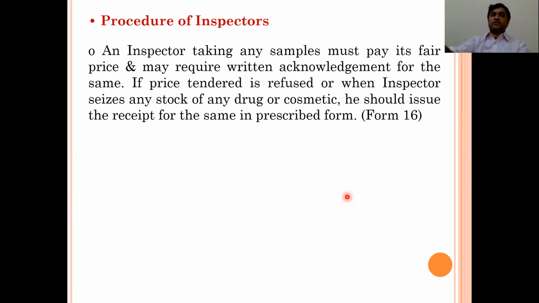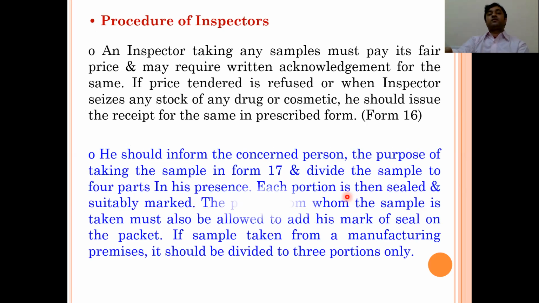Procedure of inspectors. An inspector can take any samples and must pay its fair price and may require written acknowledgement for the same. If the price tendered is refused, or when the inspector seizes any stock of any drug or cosmetic, he should issue a receipt for the same in the prescribed Form 16. He should also inform the concerned person of the purpose of taking the sample in Form 17 and divide the sample into 4 parts in his presence.